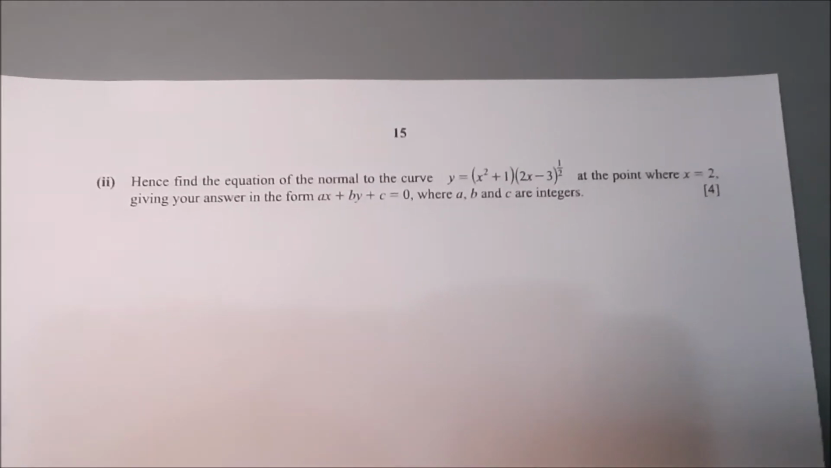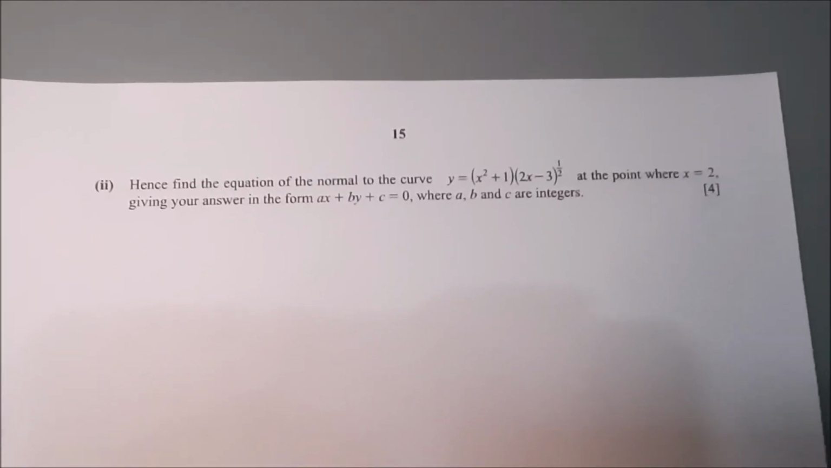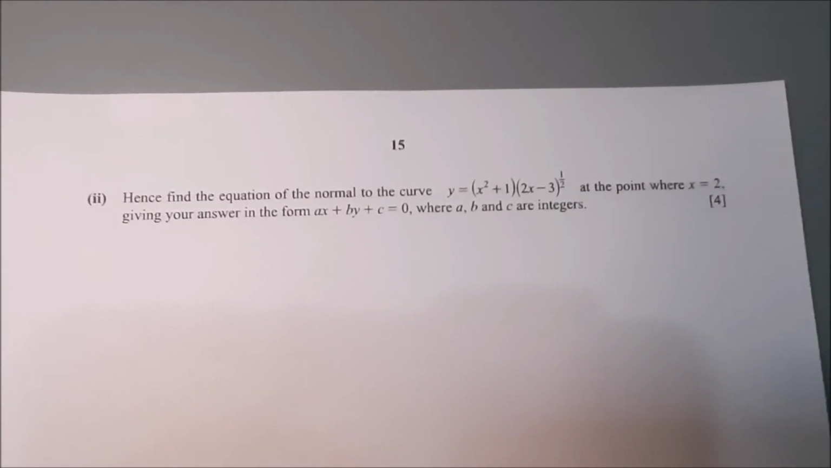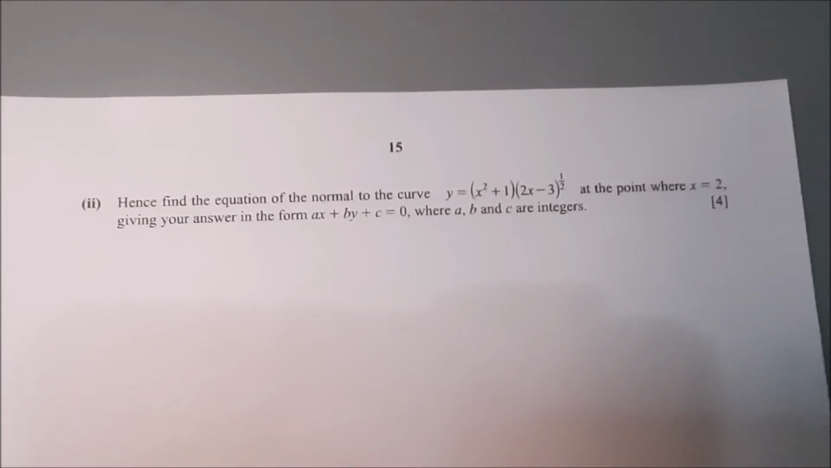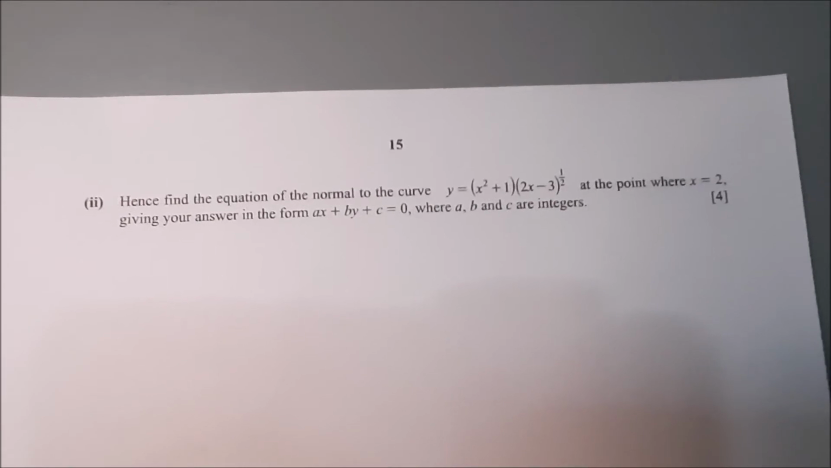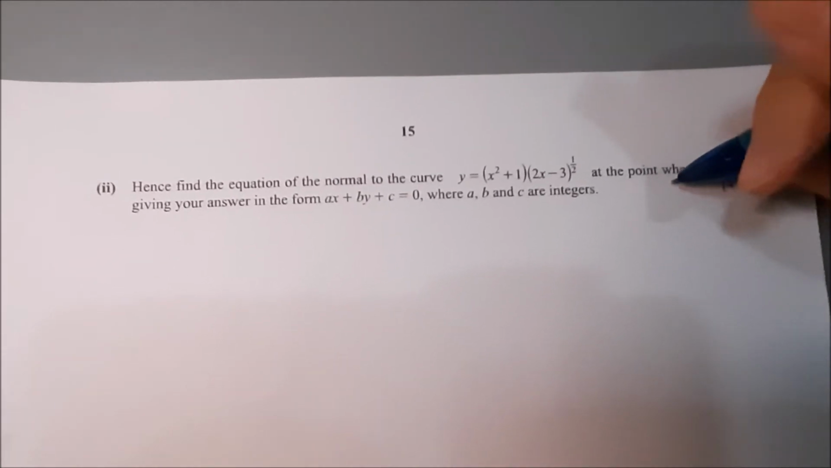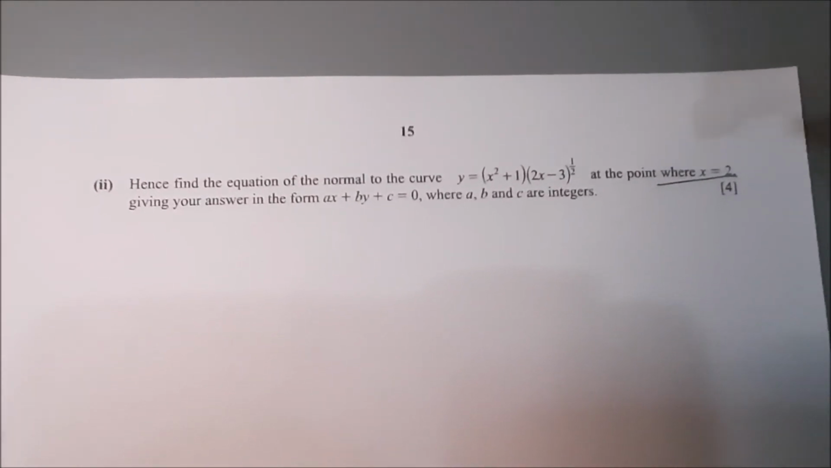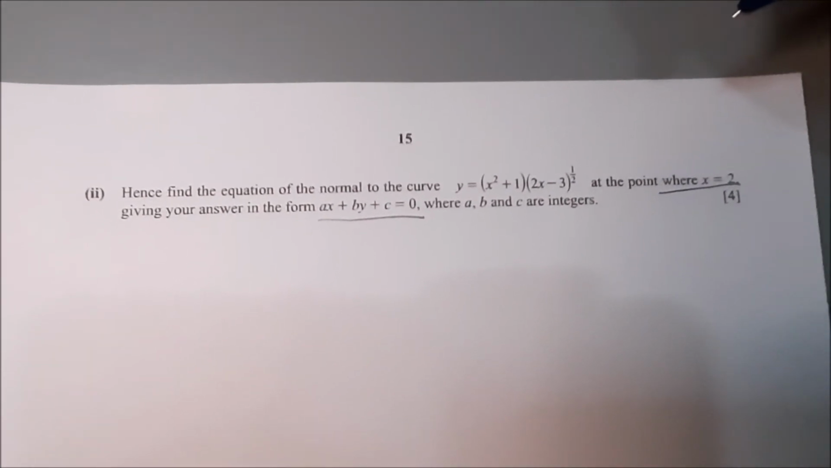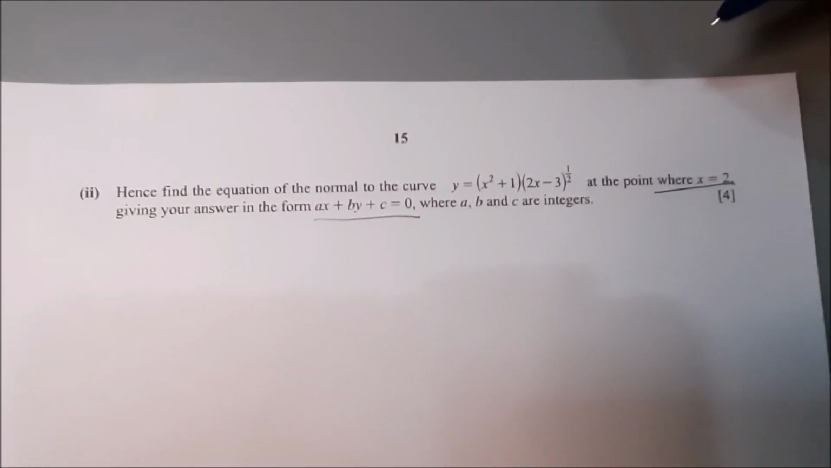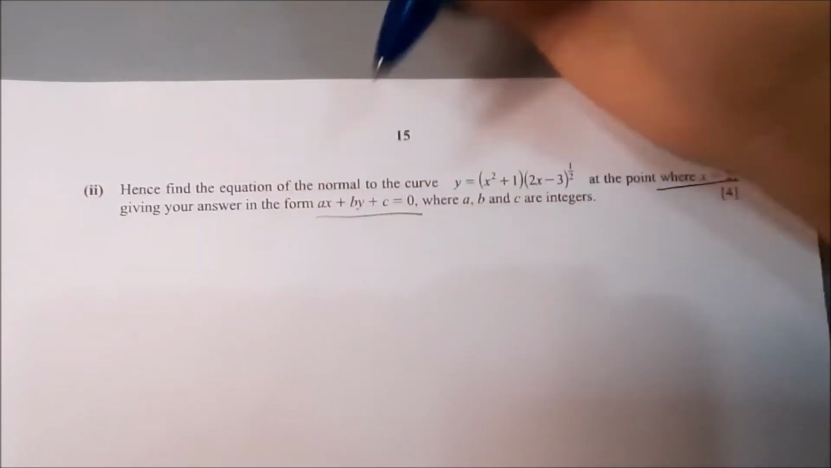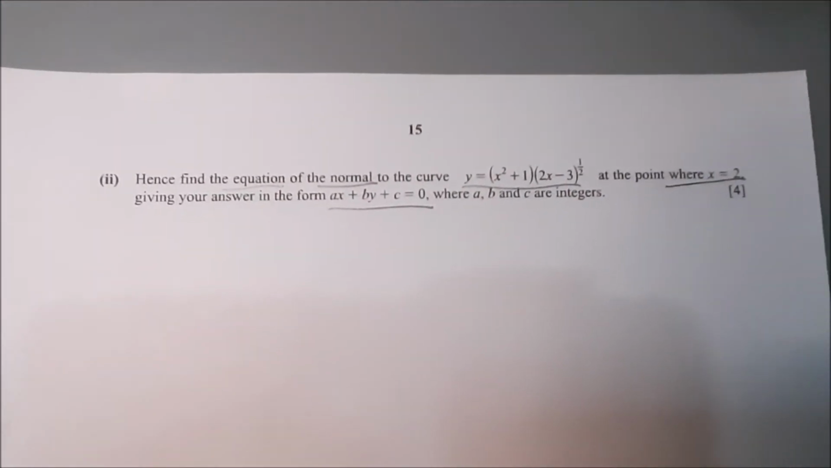Part 2. Hence find the equation of the normal to the curve y equals 2 x squared plus 1 bracket 2x minus 3 bracket to the power of half at the point where x equals to 2, giving an answer in the form ax plus by plus c equals to 0, where a and b and c are integers. So for this question, it says find the equation of the normal to the curve. So this is the equation of the curve.